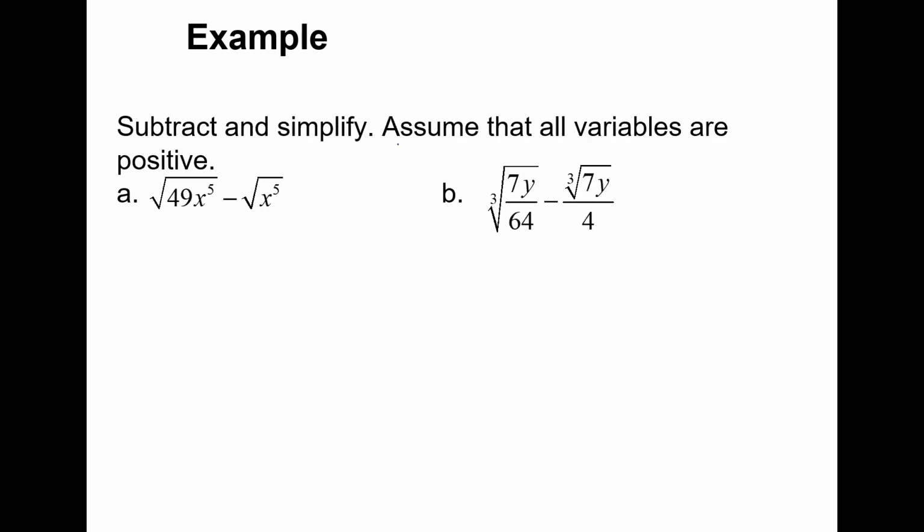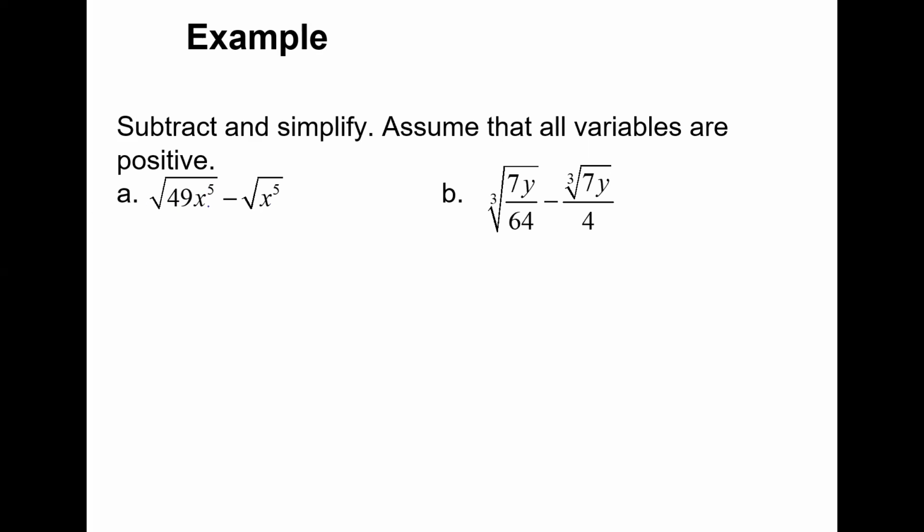All right, so we're supposed to subtract and simplify, assuming all variables are positive. Well, can we break that down? Well, that's going to give us a 7 after we take the square root of that. And then that's going to be x squared, square root of x. And that's going to be x squared, square root of x.